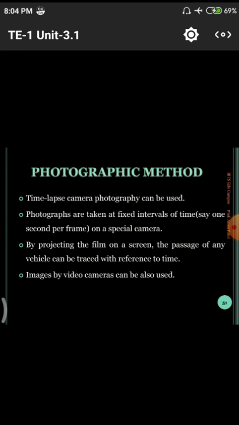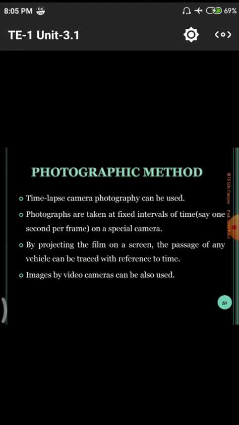That means photographs are taken at fixed intervals. Fixed interval means that for every 1 second or 10 seconds, it will capture a particular image, so that whatever image is captured, the image data is stored in memory cards or other methods they are using.